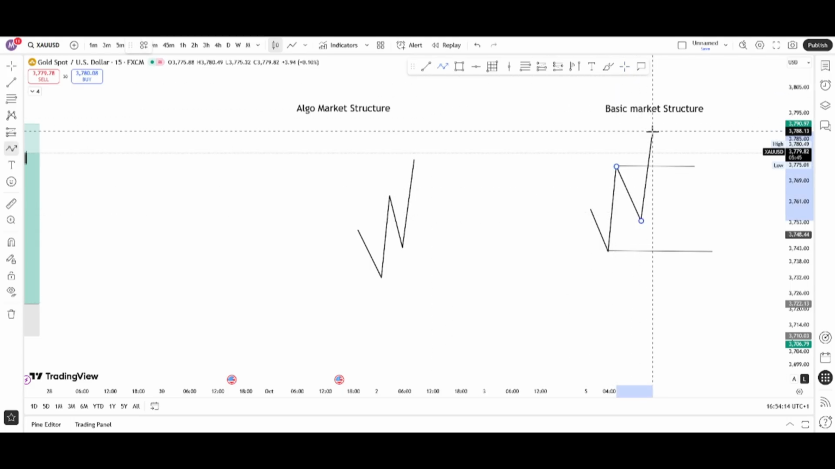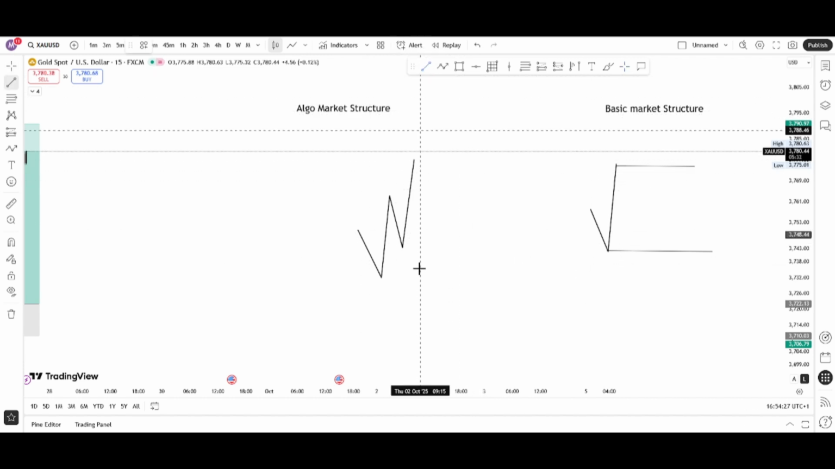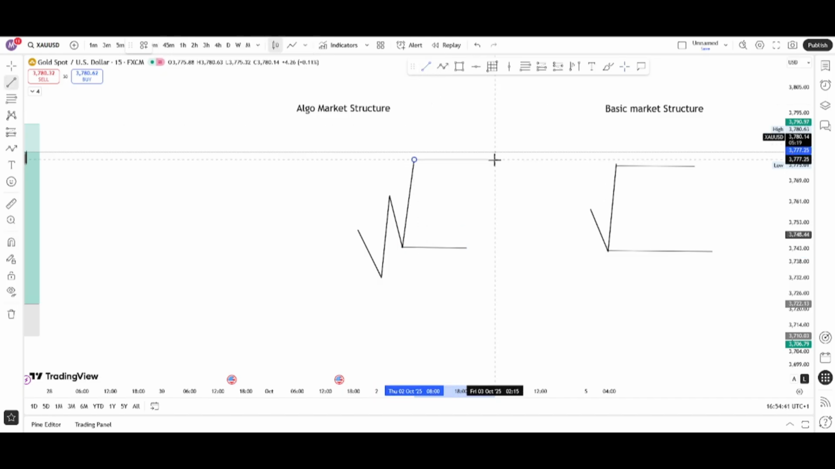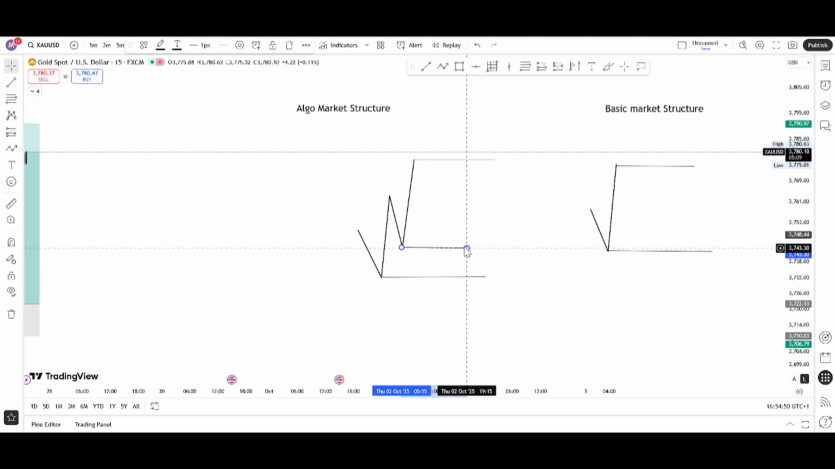So basic market structure tells you that the market is going to do something like this, then creates another new high. But the algo market structure is telling us that no, the market is not going to do this, but instead it's going to take out the previous low. So here becomes liquidity for the algo market structure. Here becomes liquidity, and we'll see the zone as our swing high and our swing low, and this will serve as liquidity.